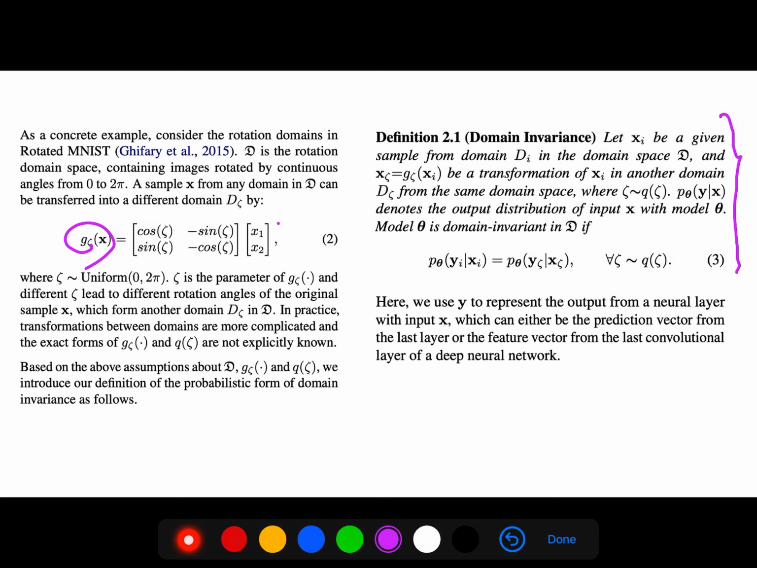But what is the definition of domain invariance? If x sub i is a given sample from domain d sub i in the domain space, and x is a transformation of x sub i in another domain, d sub zeta from the same domain space, denote the output distribution of input x with model theta. Model theta is domain invariant if this holds: if the probability of the label conditioned on x is the same. So this zeta is from the same domain space, another domain from the same domain space.